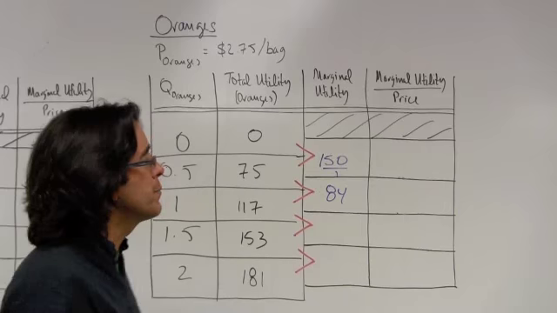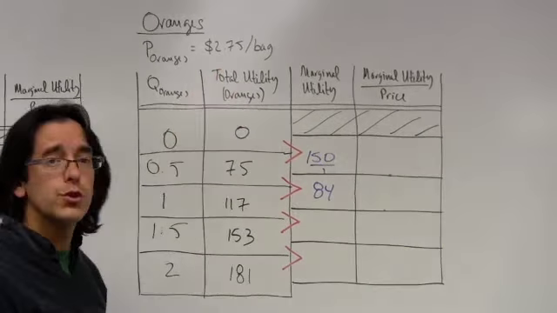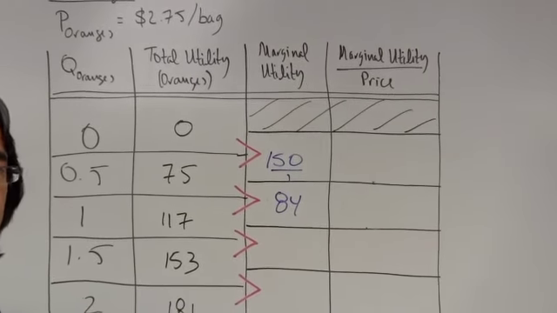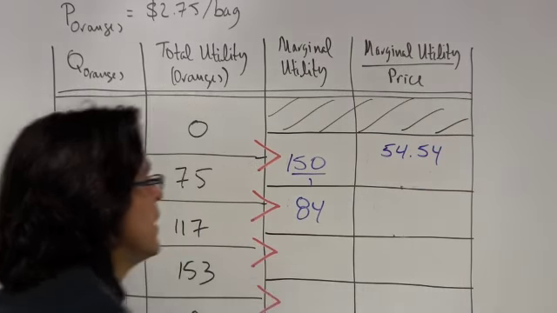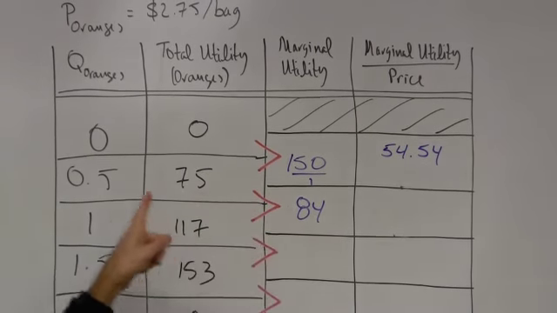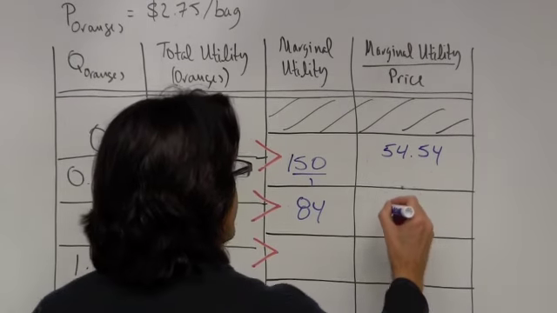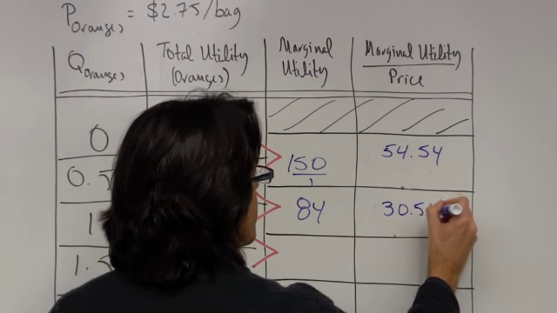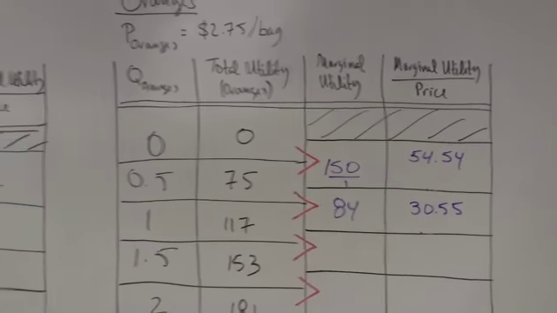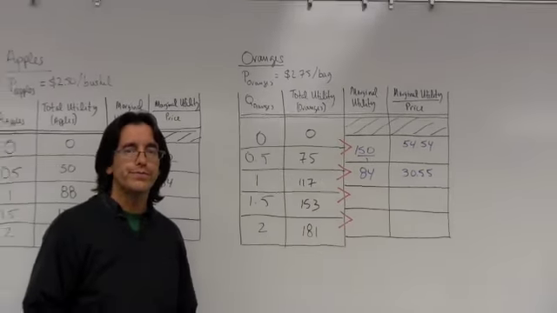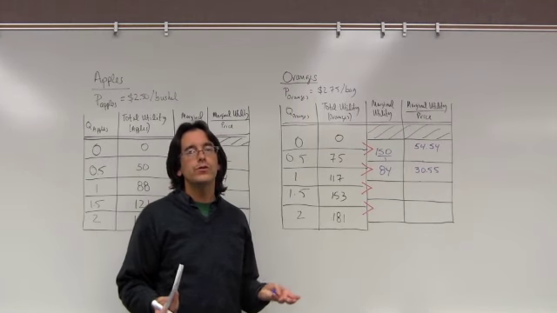Likewise, with the ratio of marginal utility to price, we would take this marginal utility divided by 2.75, the price of oranges, and we get a value of 54.54. And if we did it for going from 0.5 to 1, we take that 84, again divided by the price, and we get a value of 30.55. So again, all we've done is just mimic the operations from the apple side. We've done it on the orange side. So now the next trick is to figure out how do we make a decision using this information.